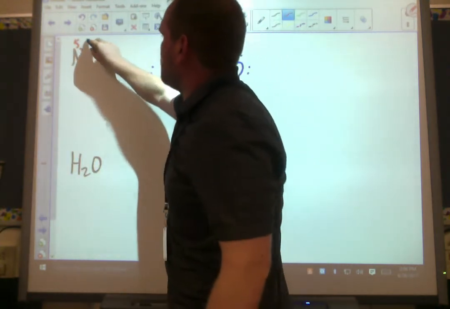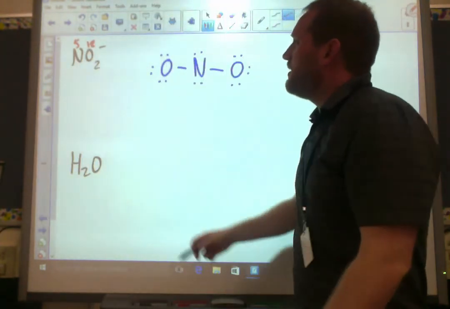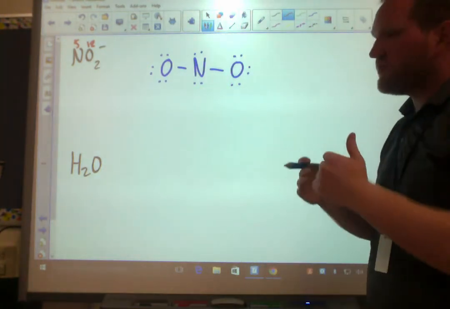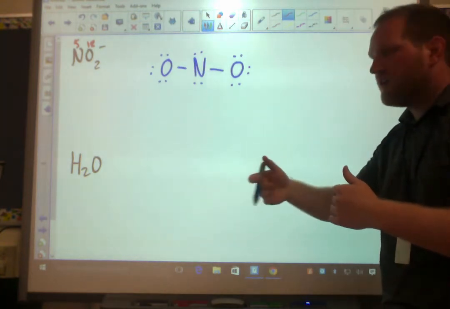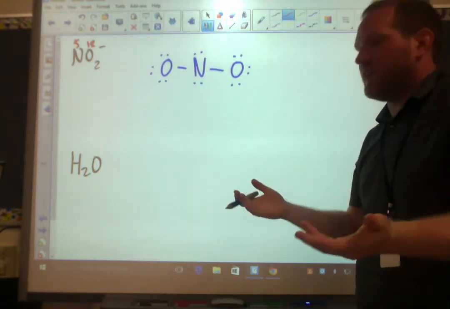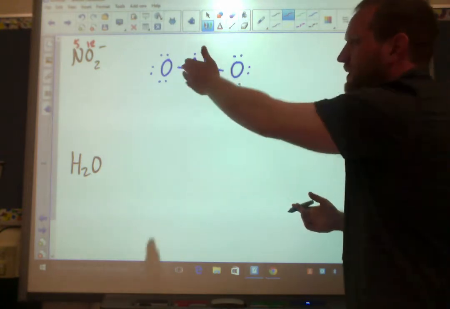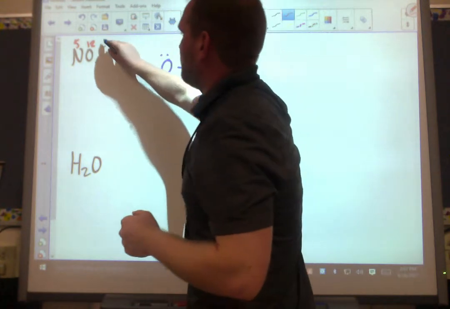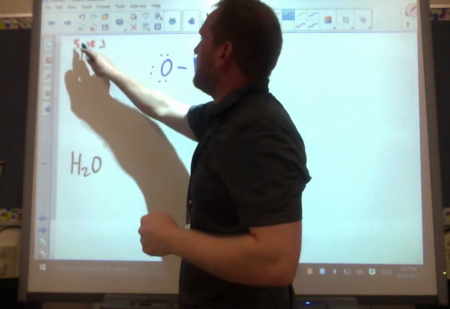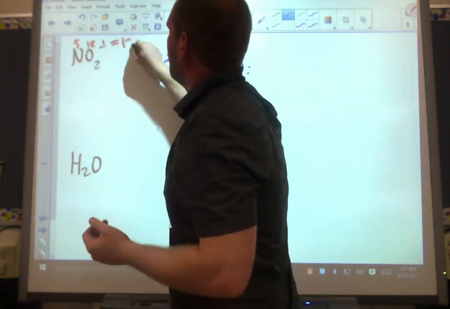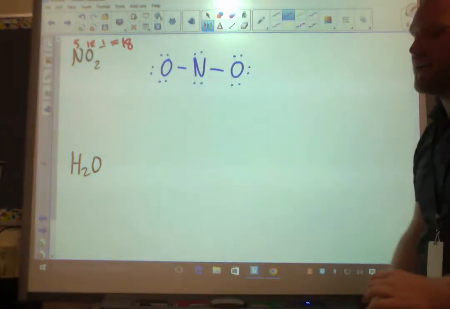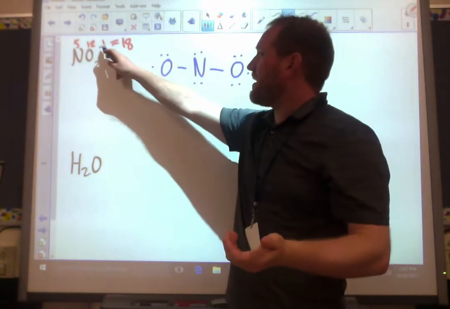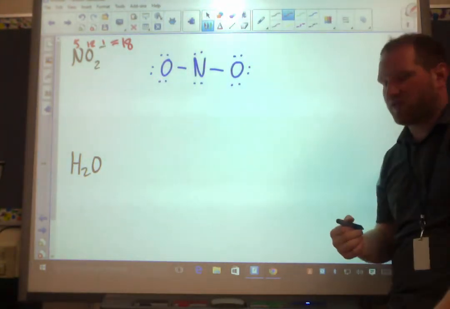O2 is 6 and 6, which is 12. That's 17. But notice there's a minus here. It's an ion. So how do you end up with a minus? Well, you must have had 1 more electron than you're supposed to, or at least 1 more than you would expect here. Because the minus tells us there's 1 extra electron, let's count that as 1. So this ends up being 17, 18. 18 electrons. And again, if it were just NO2 with nothing else, that would be 17 electrons. But because there's a minus here, it tells us that there's an extra electron in there.